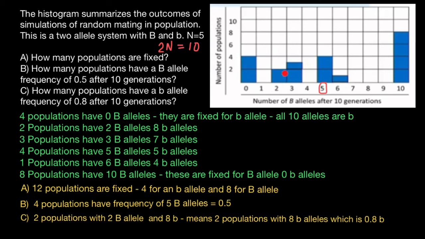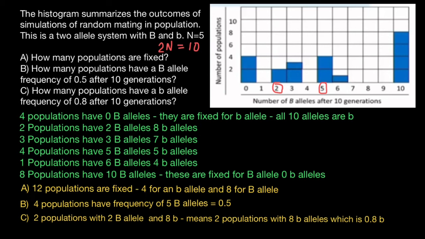We have 2 populations with 2 alleles. So here is the number of dominant alleles B, and that means that if 2 alleles are dominant, the rest, 8, would be recessive alleles. So that means that in 2 populations we have 2 dominant B alleles and 8 recessive b alleles, which equals a frequency of 0.8. So 2 populations would be the answer.